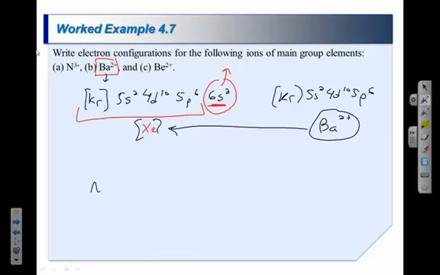With nitrogen's 1s2, 2s2, 2p3, the nearest noble gas is neon. To get to neon, nitrogen needs to pick up 3 electrons. That's why it has a -3, naturally. If I pick up 3 electrons, I get 1s2, 2s2, 2p6. And so that's for a nitrogen with a 3-.